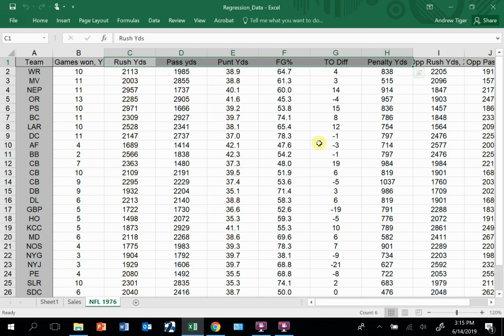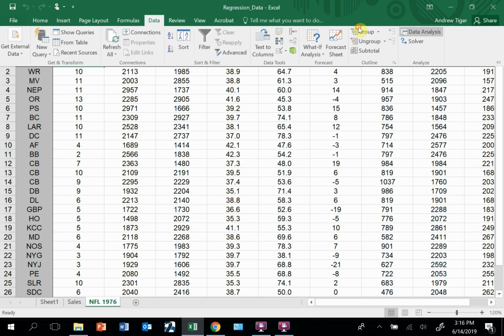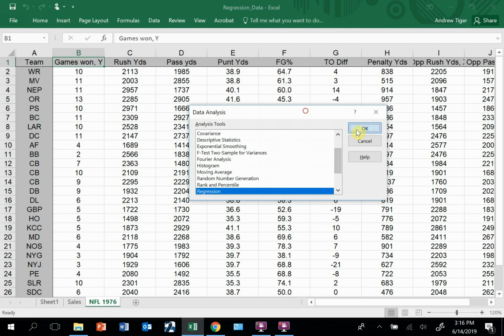Okay, this video shows you how to do multiple regression, and then we'll do one more video to show you how you do hypothesis testing for multiple regression. Multiple regression is when we have more than one independent variable. So in this case, we're looking at a whole bunch of variables and their impact on games won. You can't do that using scatter plots because this is a more than two-dimensional math problem. So you're going to have to use this regression.